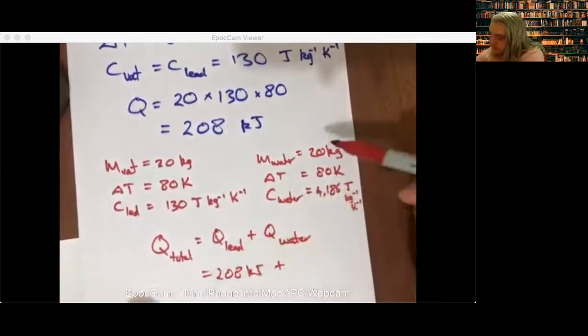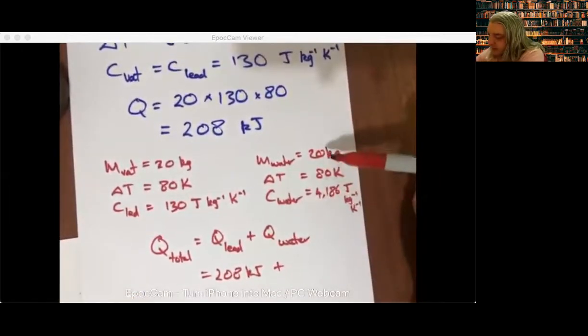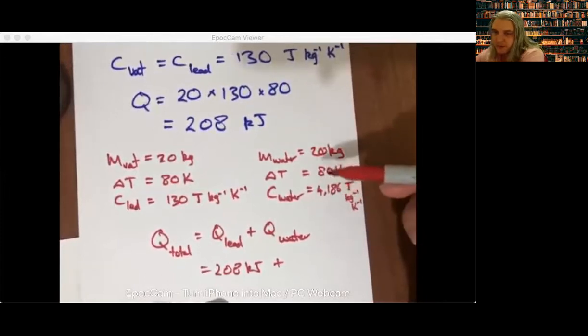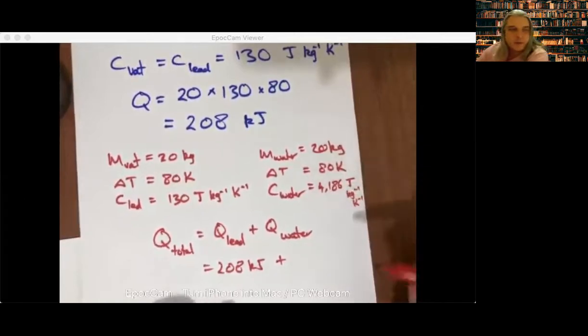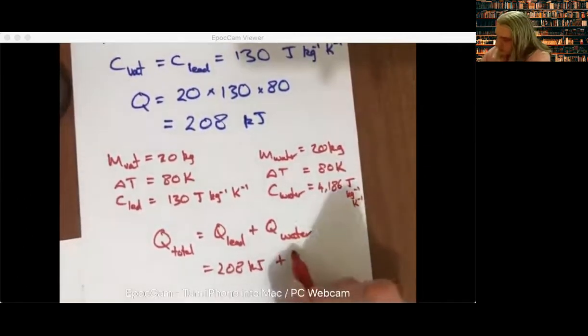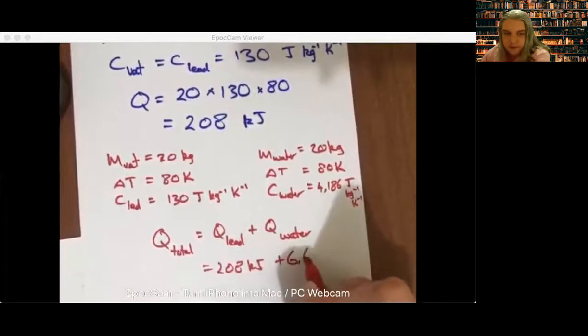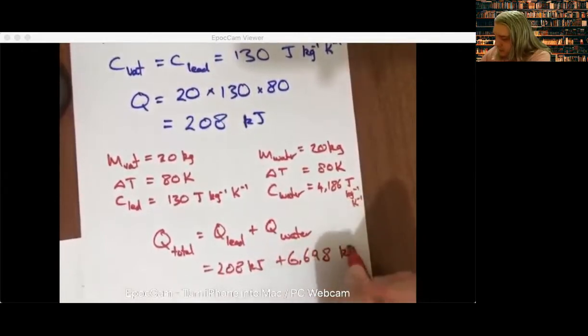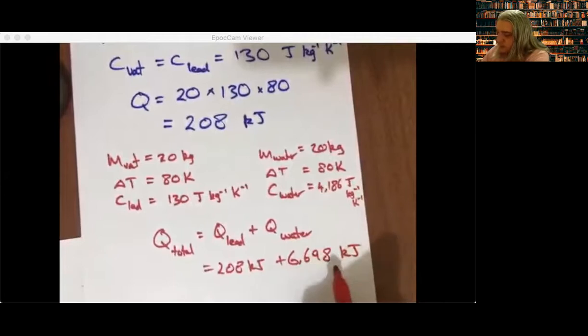And now we just do the same thing for the water. It's easy when we've got something like this with no phase changes, just multiply them. You've got 20 kilograms and 80 Kelvin, and it takes 4,186 joules per kilogram per Kelvin. So you just multiply these three numbers all together. And for that, we get out 6,698 kilojoules, which is 6.7 million joules, right?